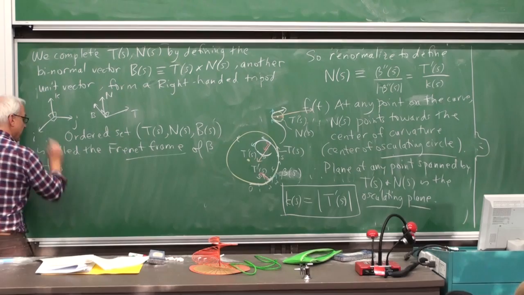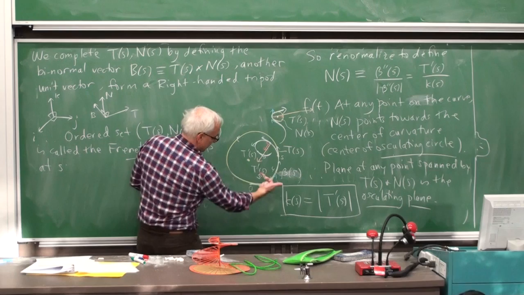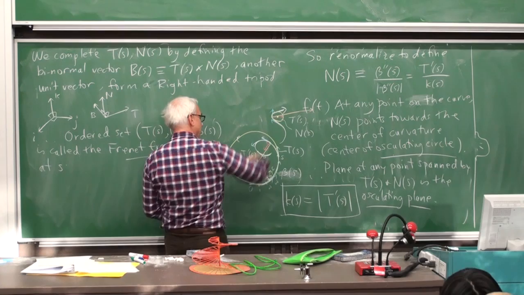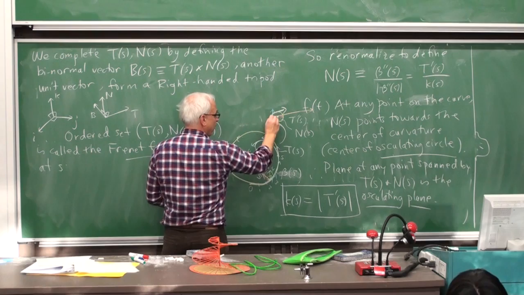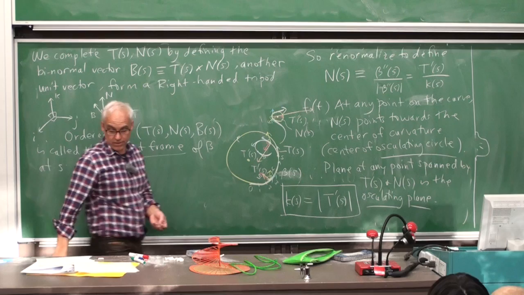All right, so we have to augment our picture. We had T's and N's, and there's going to be a B coming out, also perpendicular. Here is a T that way, an N in this direction, a B coming out, perpendicular to both. Here we have a T here, an N here, and beta is going in the direction of the board. So at every point on the curve, we have this tripod, these three vectors, and they're rotating around with the curve, and that's called the Frenet frame.